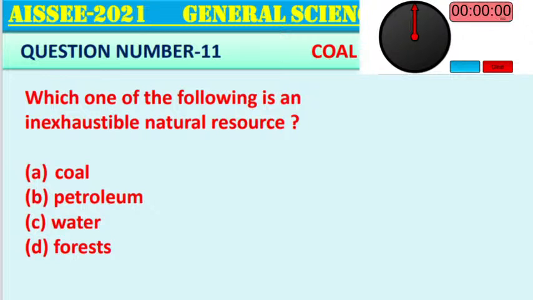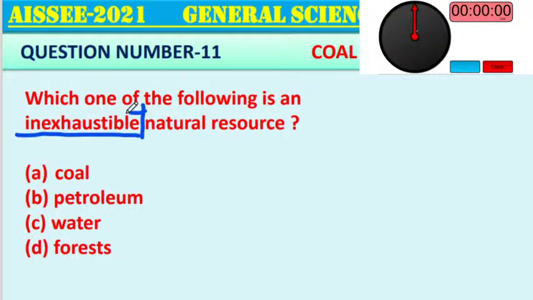Yes, time is finished now. So we can check the answer. Which of the following is an exhaustible natural resource? Inexhaustible. Please keep your eyes here when you read this type of words. Inexhaustible means which will not finish, which is not limited, which cannot be finished.